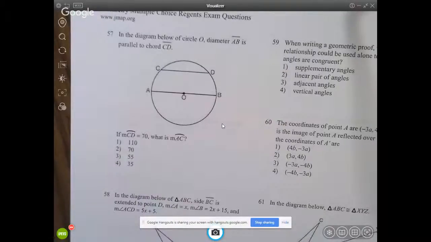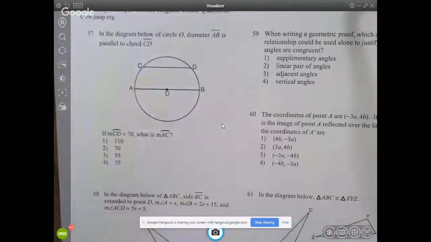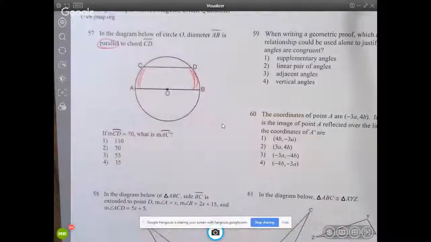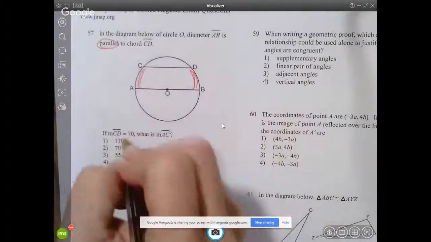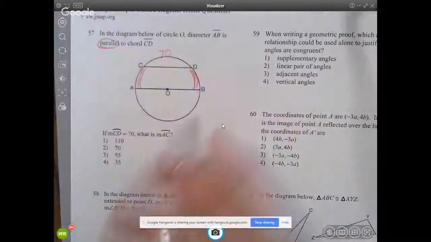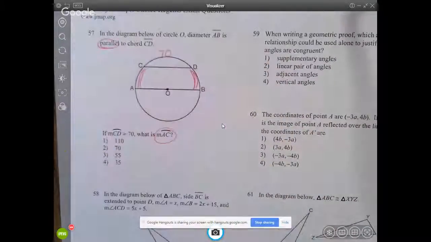In the diagram below, we have circle O. It tells us again that term parallel. Because it's parallel, we know these pieces have to be congruent. So it tells us if the measure of arc CD is 70, what is the measure of AC? So this takes that rule a little bit further.